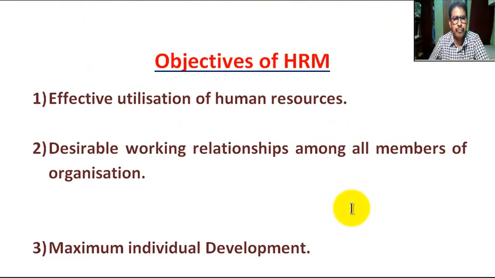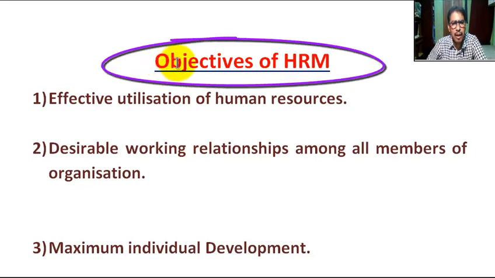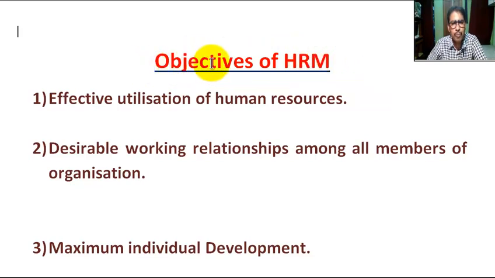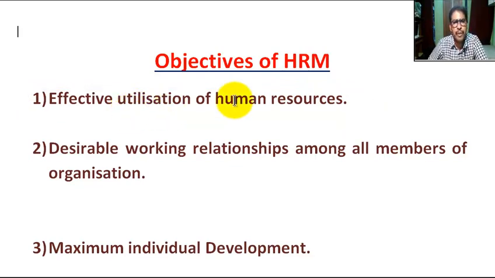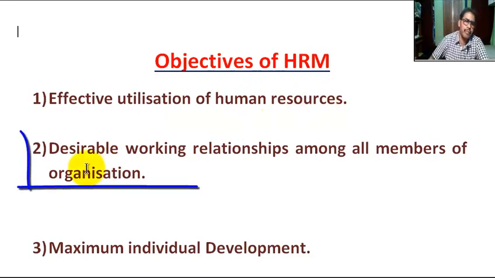Now, what are the objectives of human resource management? What are the objectives of HRM? Number 1, effective utilization of human resource. Effective utilization of human assets.